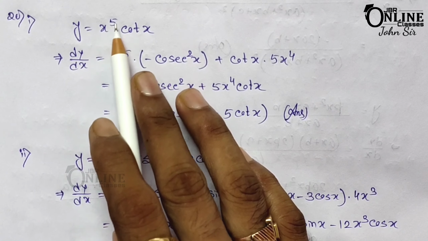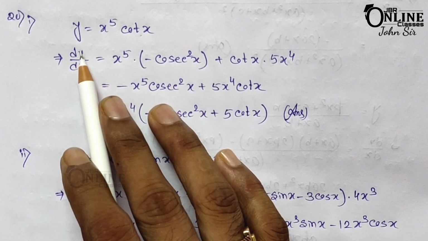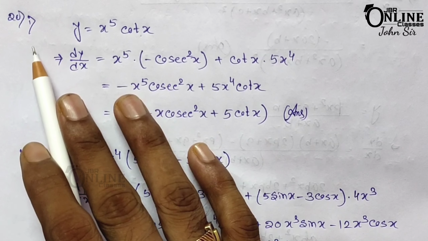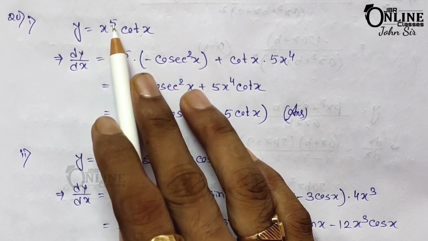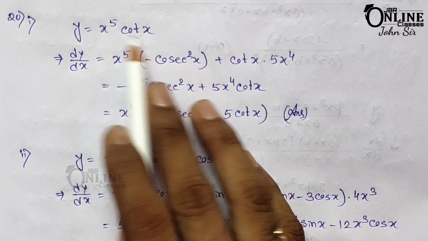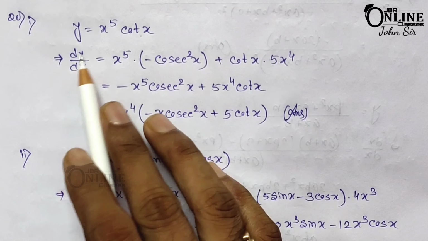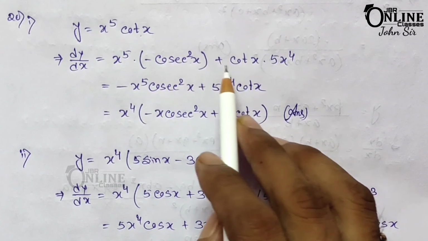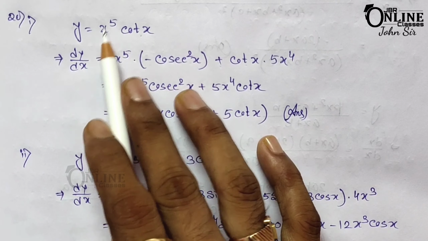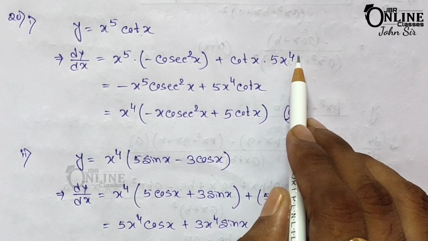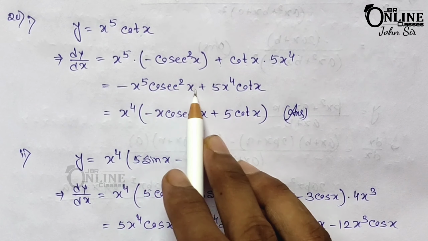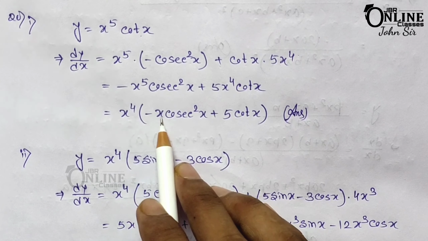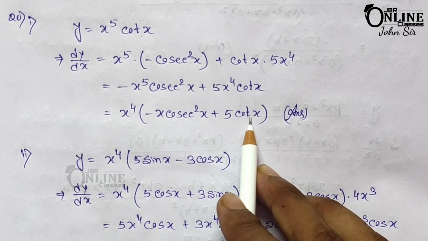Sum number 20. Here the given function is x to the power 5 cot x. Okay, so differentiate. Sum number 21. Here the given function is x to the power 5 cot x. So that means here you can apply the uv formula, that means the product rule. So dy dx equal to x to the power 5, then derivative of cot x equal to minus cosec square x, then plus write down v and the derivative of x to the power 5, it will be 5x to the power 4. So now minus x to the power 5 cosec square x plus 5x to the power 4 cot x. So here x to the power 4 will be common. So minus x cosec square x plus 5 cot x.